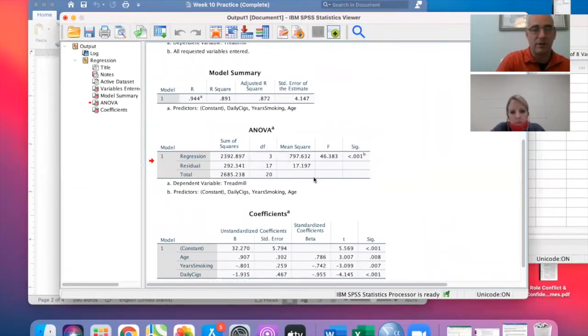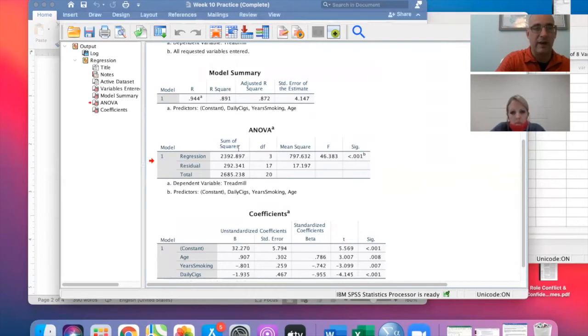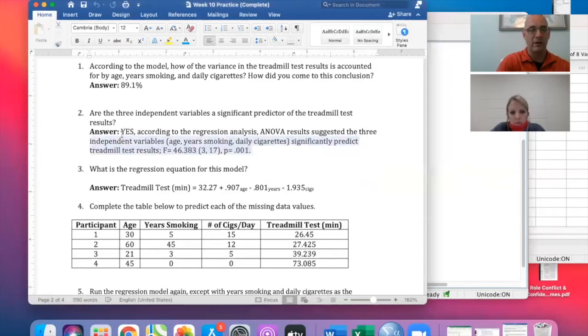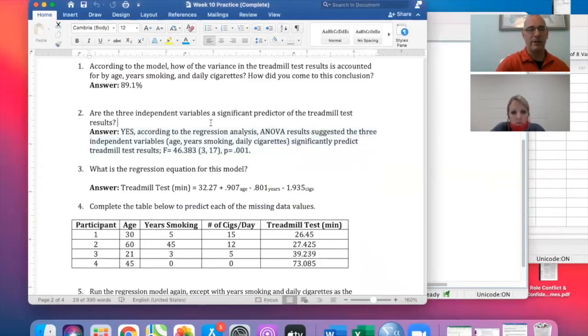We pulled all of that from our ANOVA. We have our degrees of freedom, we have our F statistic, and our significance level, so our p-value, and that's what we wrote out here. So a lot of really good information packed into that one sentence. Is that making sense? Is that what this question is asking us?